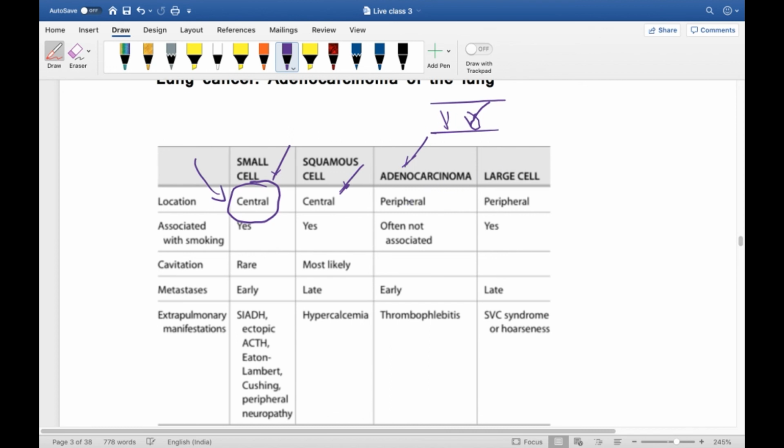So, doctor, small cell and squamous cell are central, adeno and large cell are peripheral. Smoking association, adeno is often not associated. That's the point. Cavitation is very common in squamous cell. Metastases are very early in small cell and adeno. Both of them are dangerous.